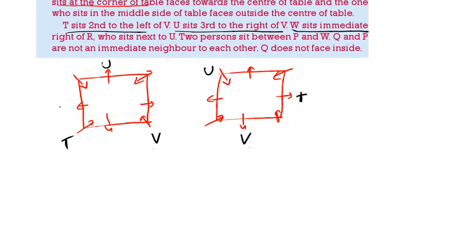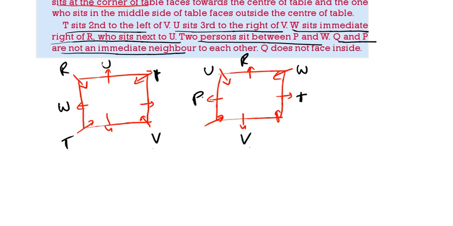Then W is on the immediate right of R, who sits next to U. So R is sitting next to U and W is on the immediate right of R. Now here you can take R here, and R's immediate left will be W. There are 2 persons between P and W. So between P and W there are 2 persons. Q and P are not immediate neighbors. This is P. That means Q will come here. Here we will get S.